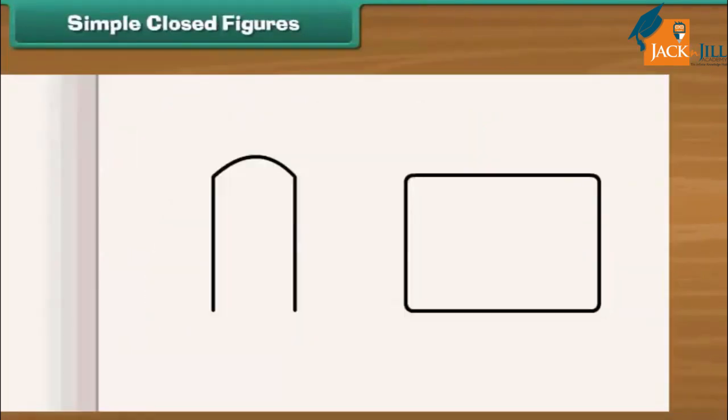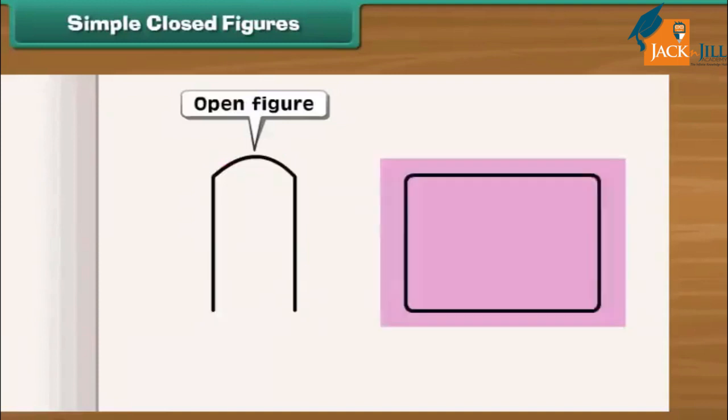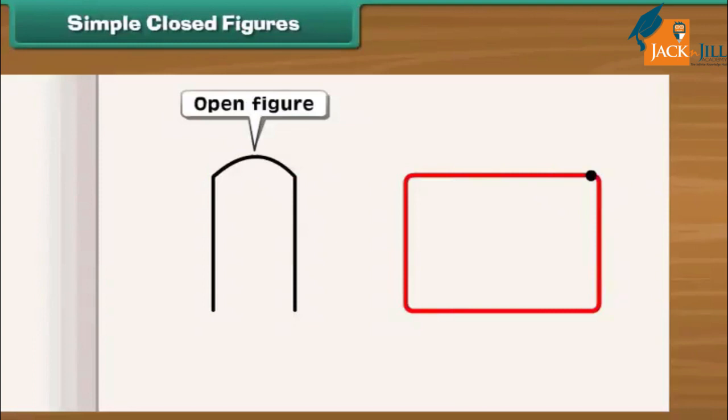Notice the given figures. First figure does not enclose part of plane. This is an open figure. This figure starts with 1 point and ends at different point. What about the second figure? This starts with one point and ends at the same point. Thus, it encloses region inside it. A figure of this type is called a closed figure.